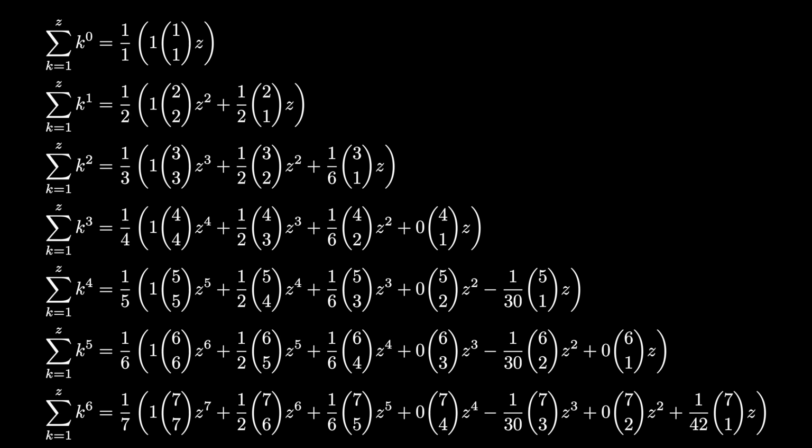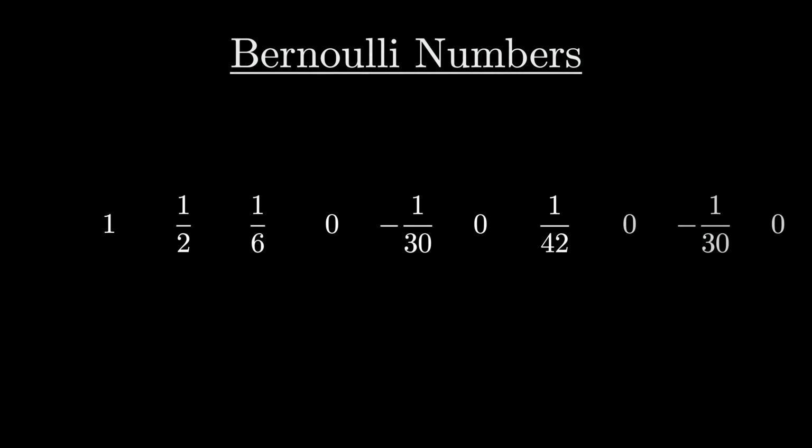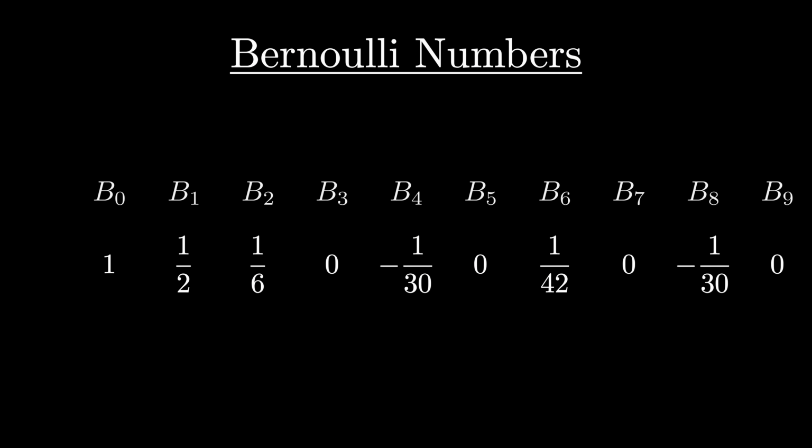I'm not going to get into where these moves come from, but look at what this did to the coefficients. Now they're the same in every solution. The first one is always 1. The second one is 1/2. Then 1/6, 0, negative 1/30, and so on. These mysterious numbers are called the Bernoulli numbers, and we represent them with a capital B.